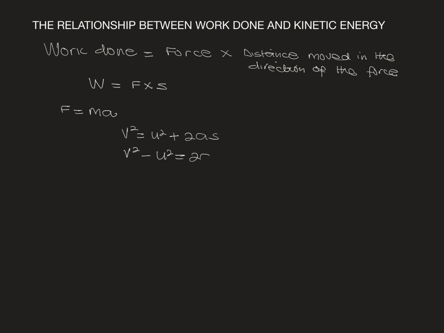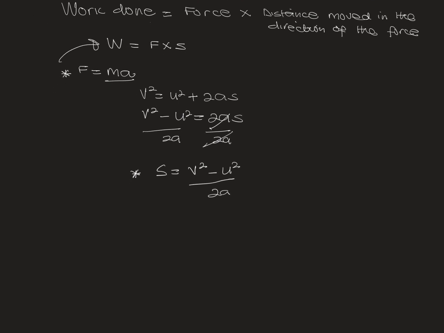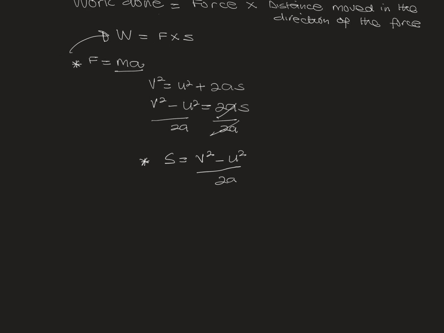is equal to 2as. So if I divide both sides by 2a, then I will be able to have S. So S, the distance, is equal to v squared minus u squared divided by 2a. I know F is equal to ma, and I know S is equal to v squared minus u squared over 2a. So I can substitute that into this equation.